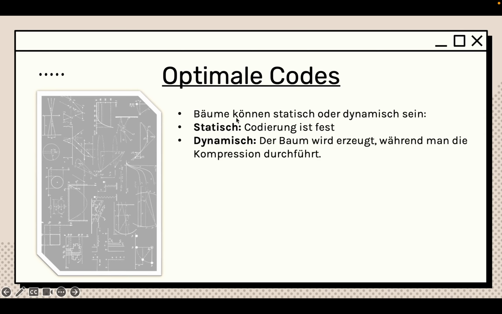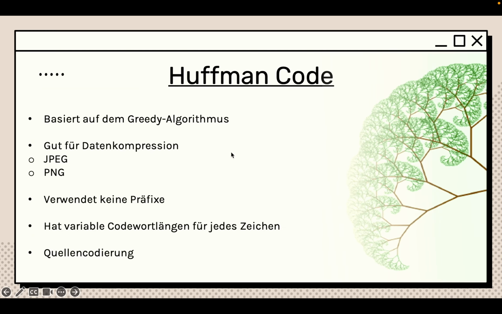And you can see we can keep on going. Obviously, when we create optimal codes, we create trees when we're doing so, and they can be static or dynamic. Static means that the coding is fixed, and dynamic means that when we start compressing, a tree is created and then returned to the user.